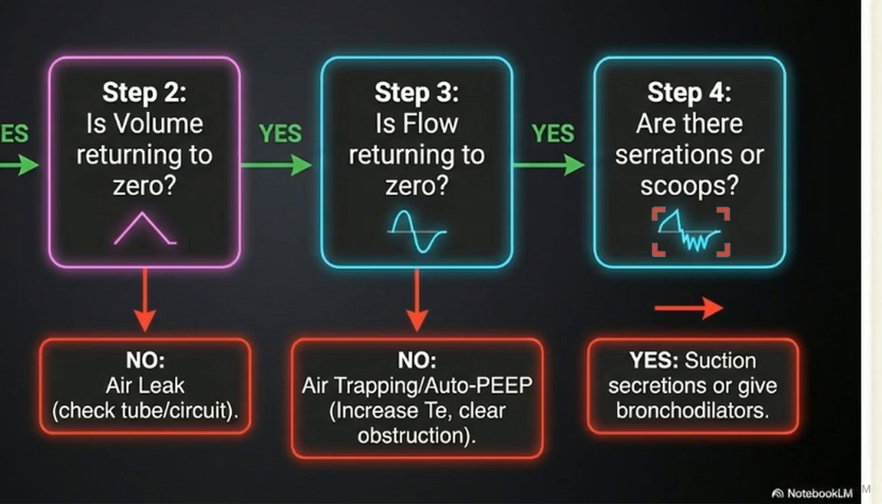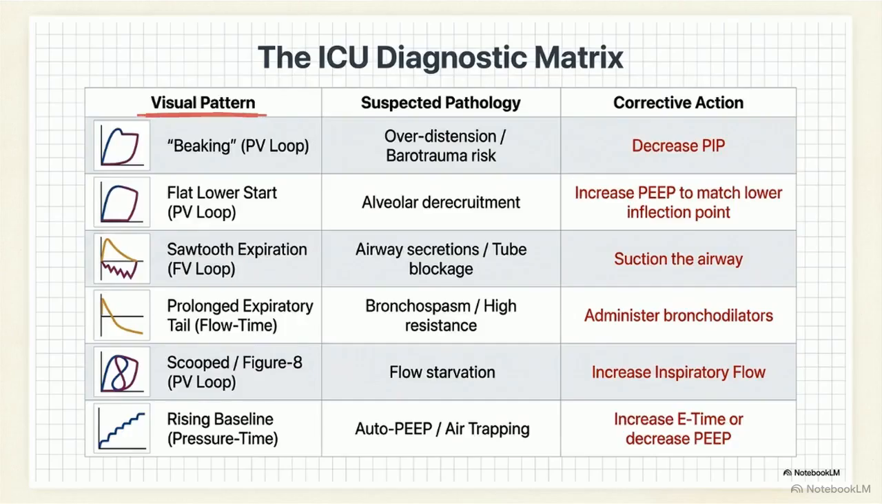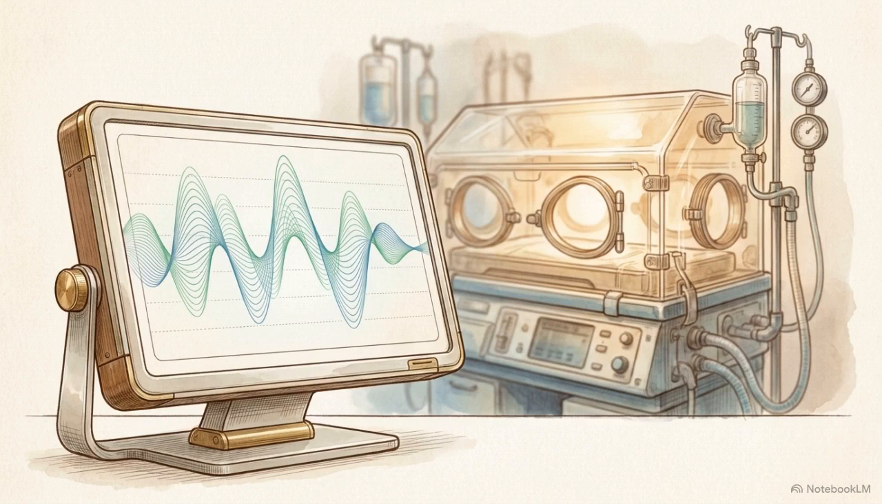This ICU diagnostic matrix summarizes every pattern we've covered. Memorizing these visual signatures and their corresponding corrective actions ensures you can respond accurately during your next shift. Deciphering these visual signatures ensures the ventilator provides the objective diagnostic data needed to protect the patient's lungs in real time.